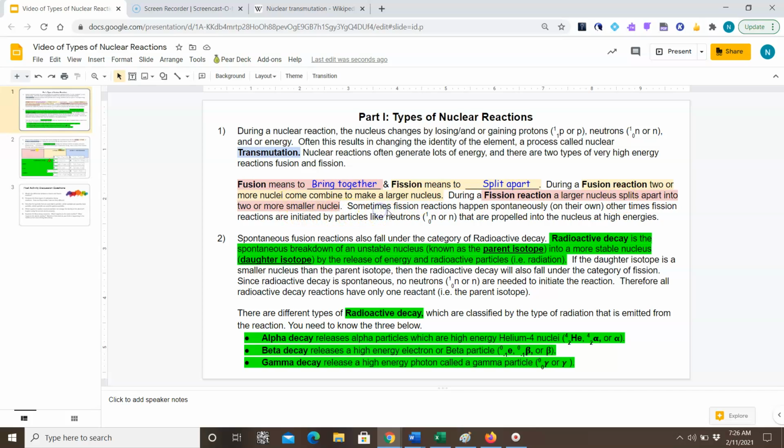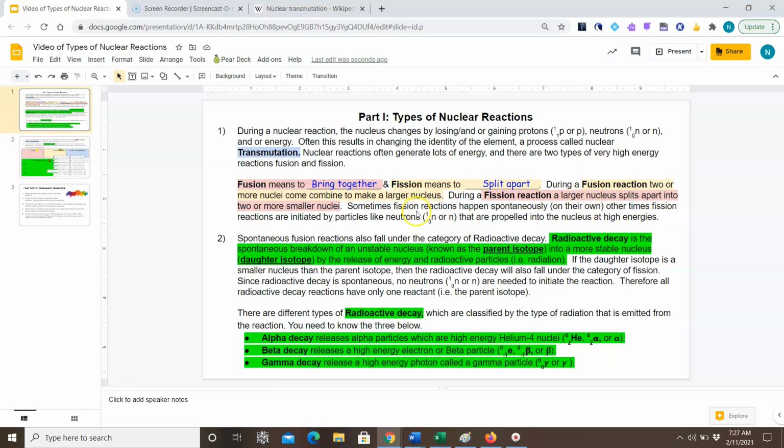Now, sometimes these fission reactions can happen spontaneously, meaning on their own. And other times, the fission reactions are initiated by particles like neutrons that are propelled into the nucleus at high energies. Now, you can kind of think of it like playing pool. I don't play pool, but I've seen it on TV, and your pool balls are sort of lined up, and you break the pool balls with another pool ball. That's what that neutron is doing. It's sort of breaking apart that nucleus.